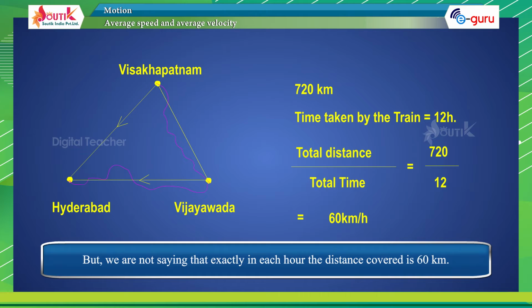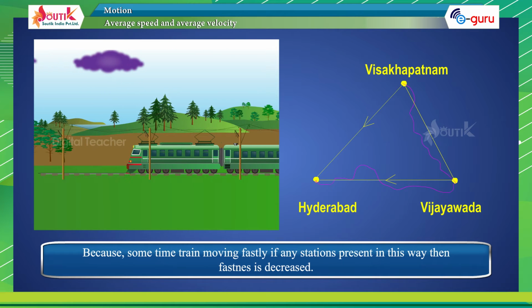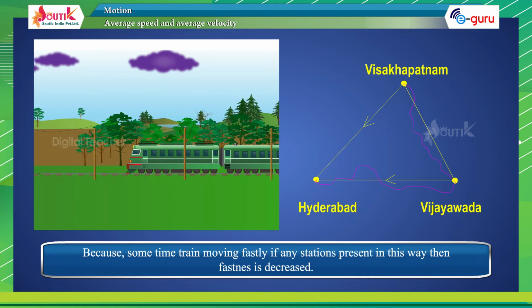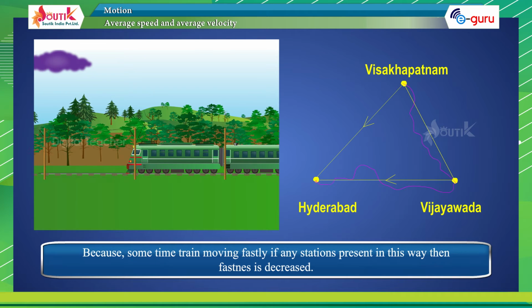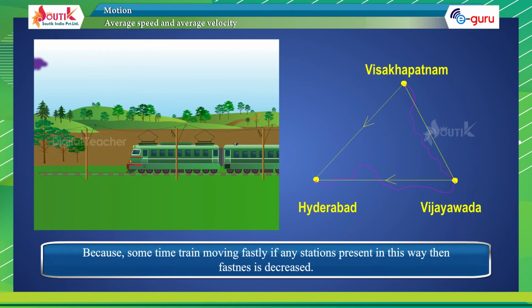But we are not saying that exactly in each hour the distance covered is 60 kilometers. Obviously, the answer is no. Because sometimes the train moves fast, and if any stations are present on the way, then the speed decreases.